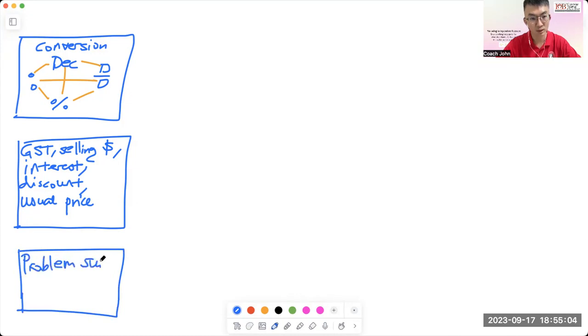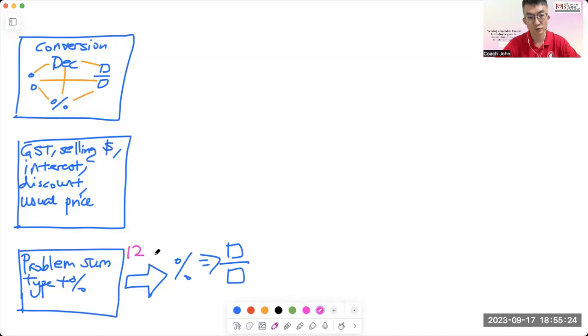Then the last one, which is also very important and very common, is the problem sum type, where they throw in percentage. So when you see this, change your percentage to fraction and solve it. And of course, you need to match them to your 12 must-know problem sum types to see if they match any of them. If you're not sure, you can always refer to our Learning Out of the Box problem sum guidebook.